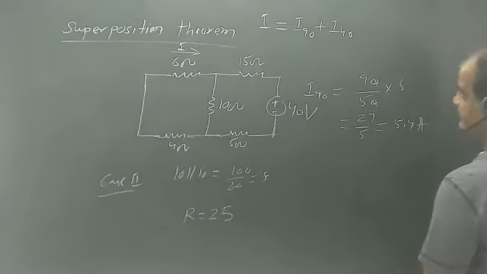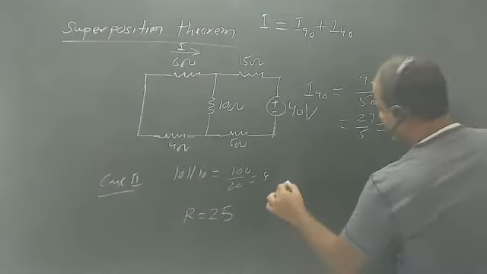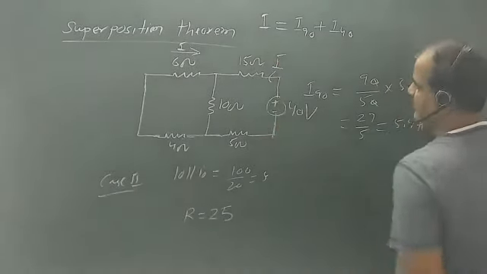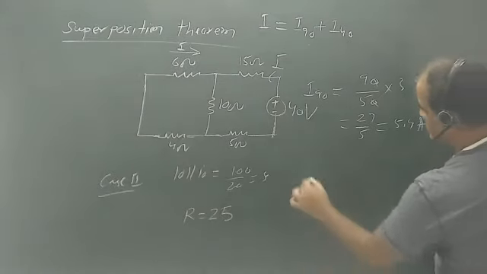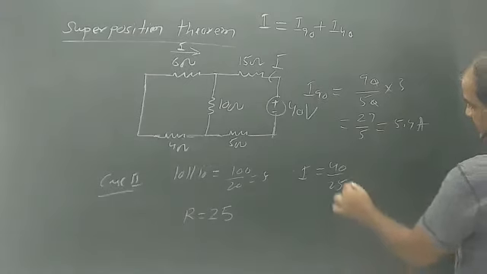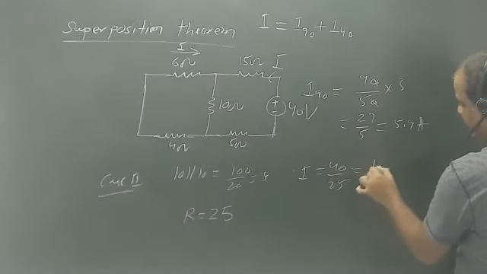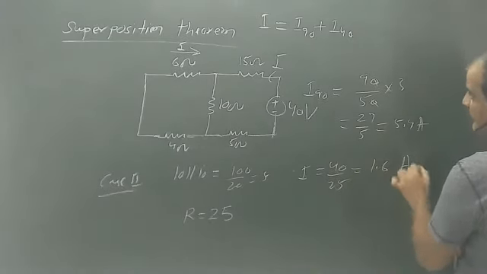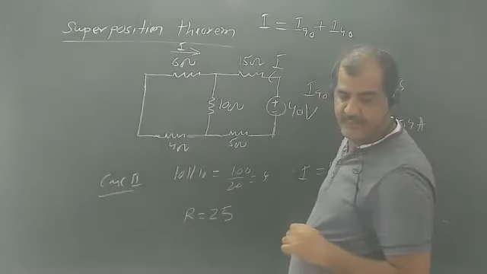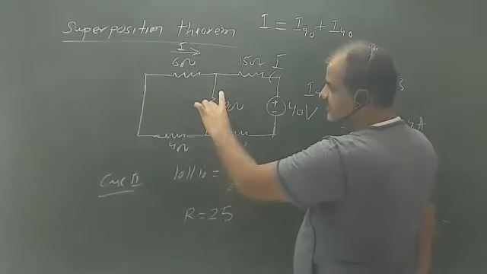Okay, now the total current I, how much will it be? So I will be 40 by 25. Okay, 1.6, so this is 1.6 ampere. Okay, now we want the current in the 6 ohm. Okay, 0.8. So this is 10 ohm.